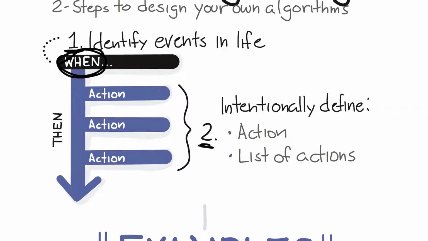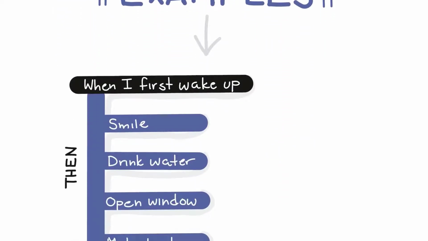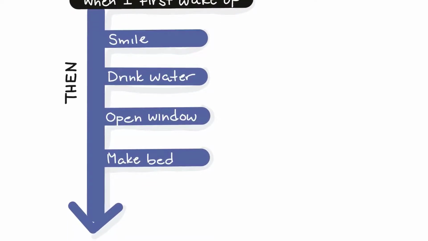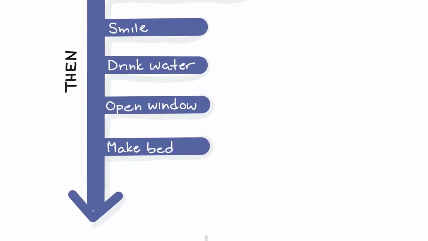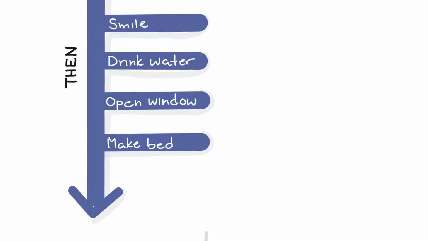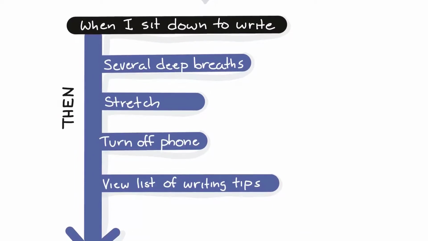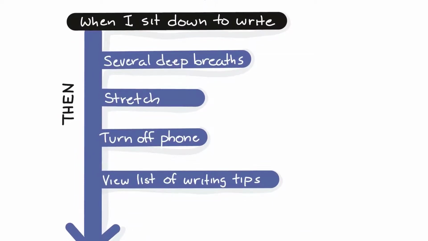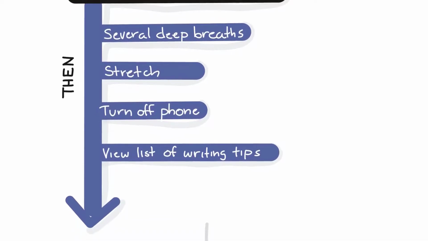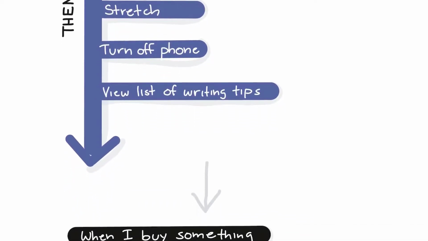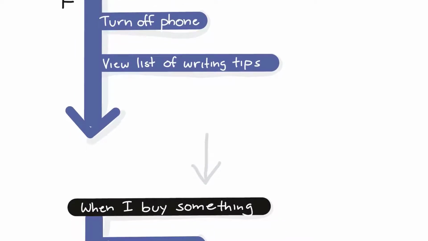So here's some examples. When I first wake up, then I will drink some water, put a big smile on my face, open the blinds in the window, and make my bed. Or when I sit down to write, then I will take several deep breaths, do some simple stretching, turn off my phone, and review my list of writing tips and reminders.